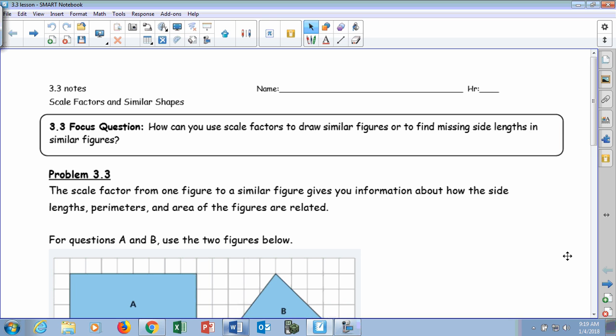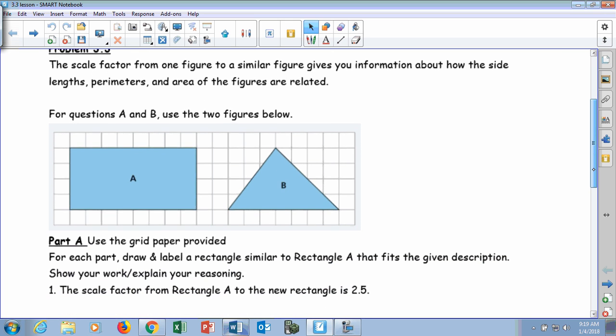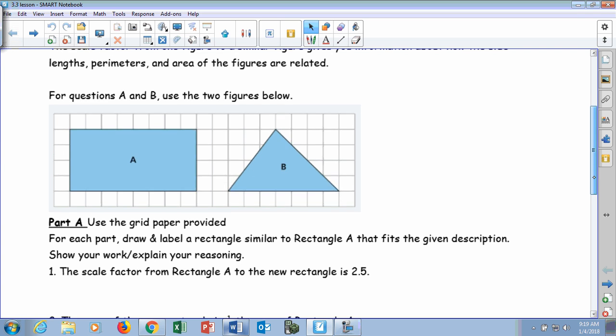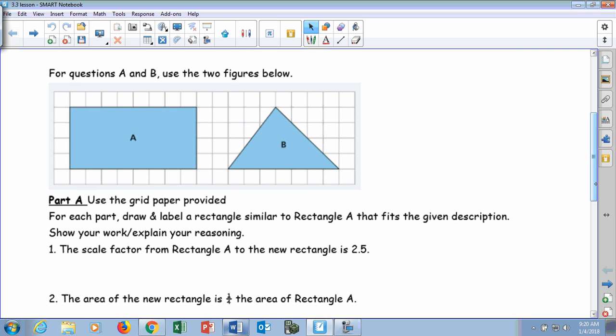All right. So down here it says the scale factor from one figure to a similar figure gives you information about how the side lengths, perimeters, and area of the figures are related. So it says for questions A and B, use the two figures below. So we have a rectangle and a triangle here, right? This rectangle has a width of what? What's this width? 4, right? There's 4 blocks. And what about the length? 8, right?